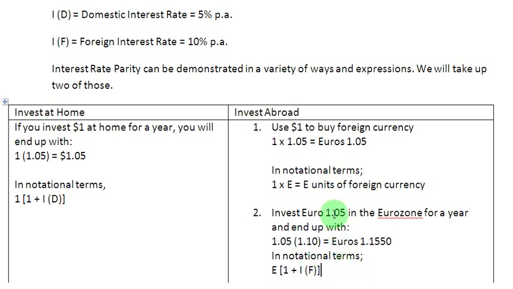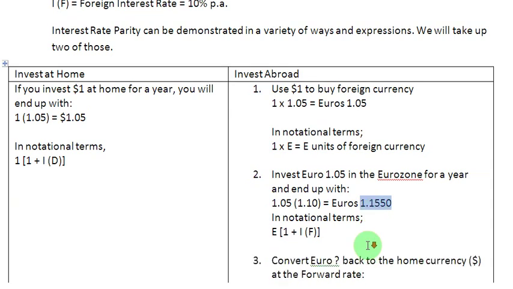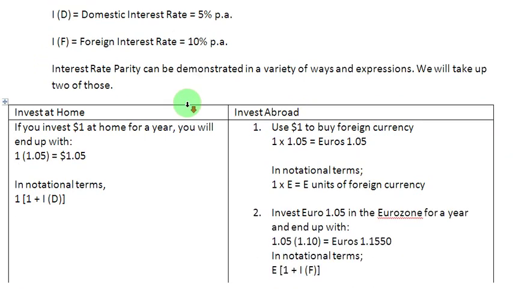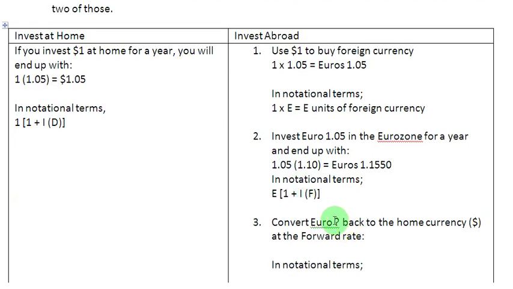Now by investing your money in the Eurozone for a period of 1 year, you have ended up with this amount, but your home country is the US, so you are going to be interested in bringing your earnings back to your home country. So you need to convert this amount back to your home currency 1 period ahead, and that is going to happen at the forward rate of 1.10 euros. So let us do that in this step. Let's say convert your 1.155 euros back to the home currency, that is the dollars, at the forward rate.